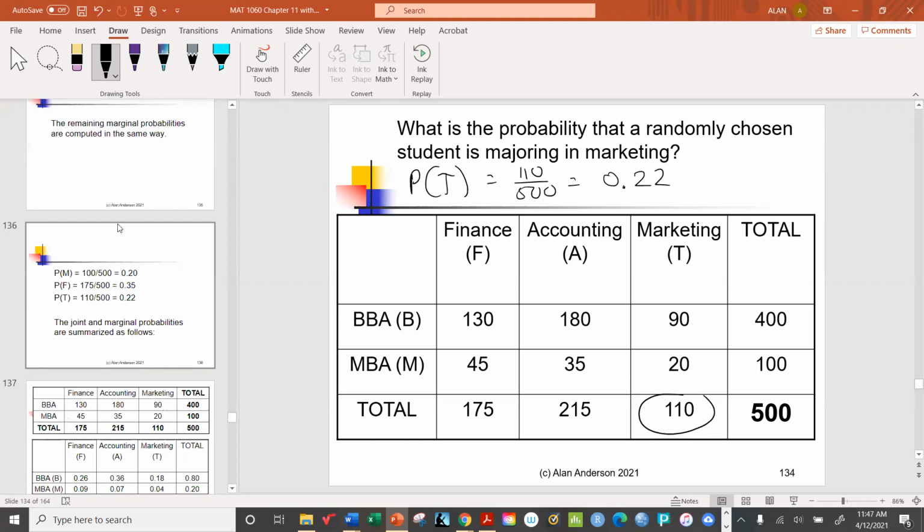Now, what you can do with these tables, by the way, in a case like this, if we don't really need to know the actual number of students in each of these categories, but just the probabilities, we can simplify this table a little bit by going through and dividing every cell by the total of 500. And that's going to give us all probabilities. So let me show you what that looks like.